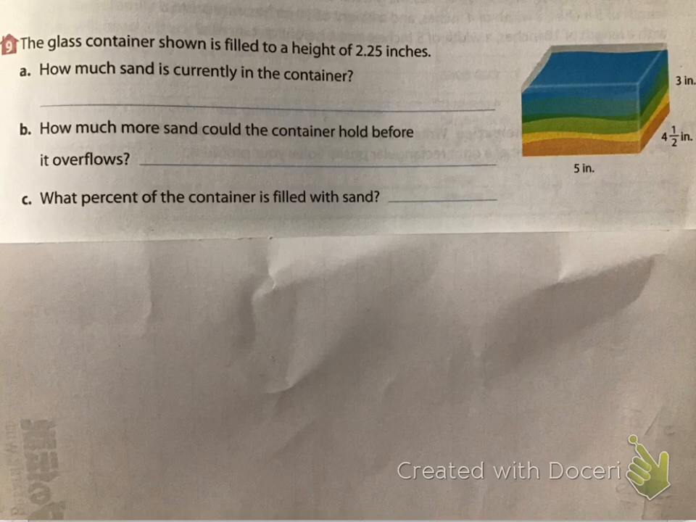A glass container is filled with sand to a height of 2.25 inches, 2 and 25 hundredths inches. How much sand is currently in the container? What are the numbers I'm going to be multiplying to find out how much sand is currently in the container? Rocco? 5, 4 and 1 half, and 3. Do we see a problem with this? No. What's the problem with it, Hannah?